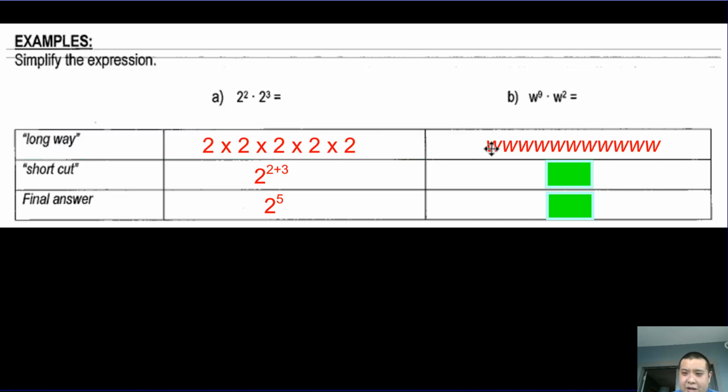What you should have gotten is 9 W's times 2 W's, so we have 11 W's right here. Or we can do a shortcut way, W to the 9 plus 2, which is all the same, W to the 11th. Notice that these all have the same bases. This is a 2, this is a 2, this is a W, this is a W. You cannot do this with different bases. You can only do it with the same base.